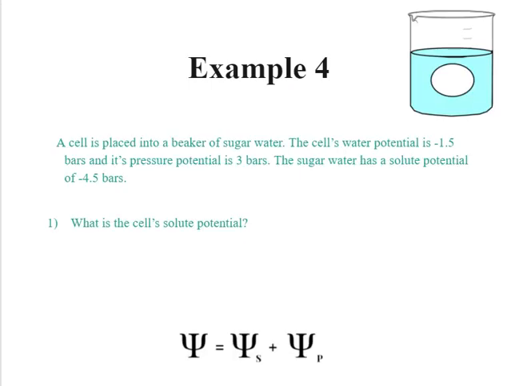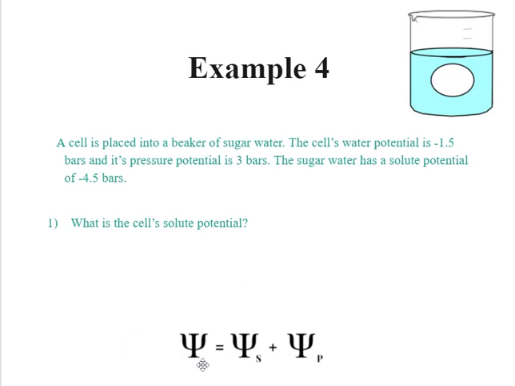Here's another example. We've got a cell in a beaker. The cell's water potential is negative 1.5 and its pressure is 3. And the sugar water has a solute of negative 0.4. All right, so here we're going to figure out what is the cell's solute potential. Let's figure out how we could make that work.